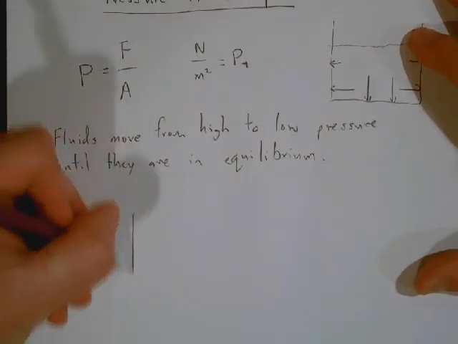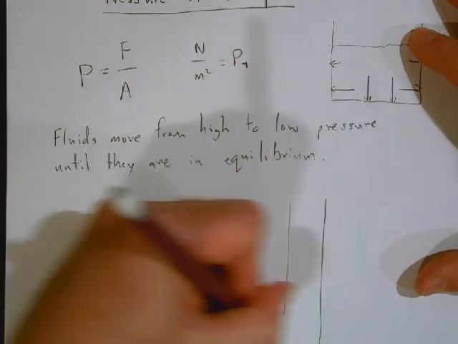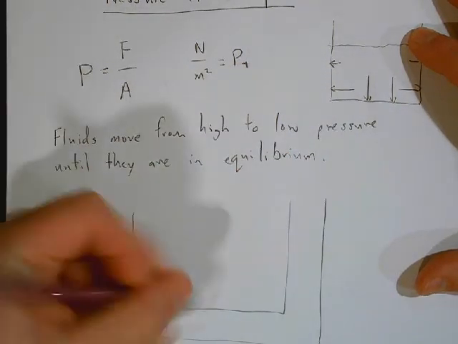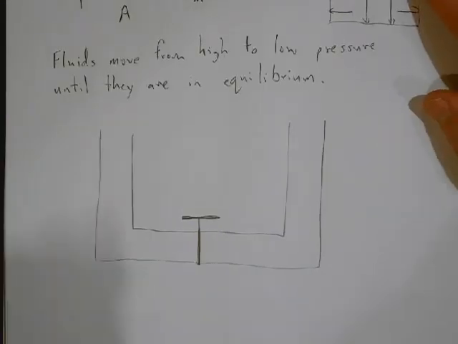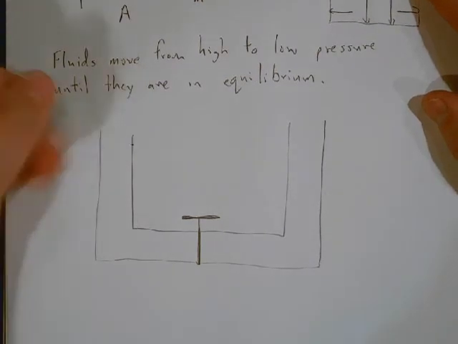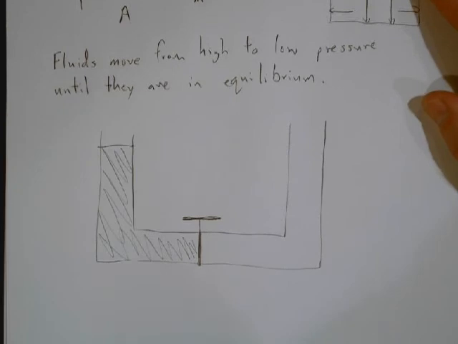Let's pretend I have a U-shaped container, and I have a stopper right here in the U-shaped container. I'm going to put some water, or some type of liquid, on this side, so it's going to fill up like this. You guys know what's going to happen if I take that stopper out: the fluid's going to move. Let's talk about why it's going to move.